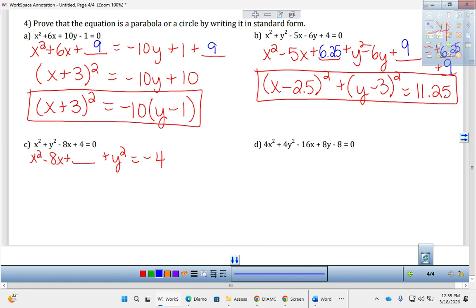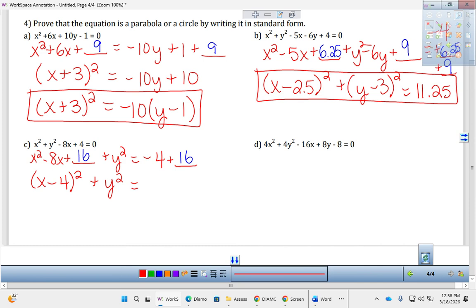So this first blank is going to be my perfect square, so half of negative 8 is negative 4. Negative 4 squared is positive 16. So I want to make sure that I add that 16 to both sides of the equation. When I factor this, I get (x minus 4) squared plus y squared, because I didn't have to do anything to that.